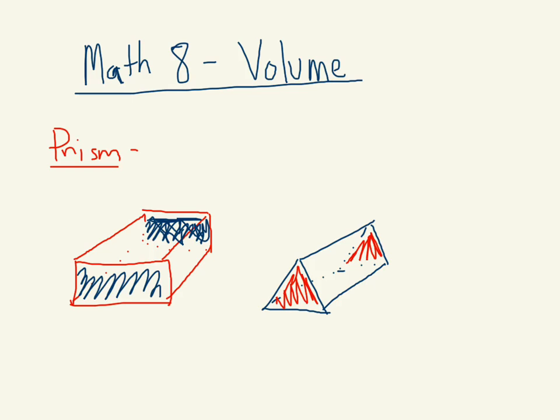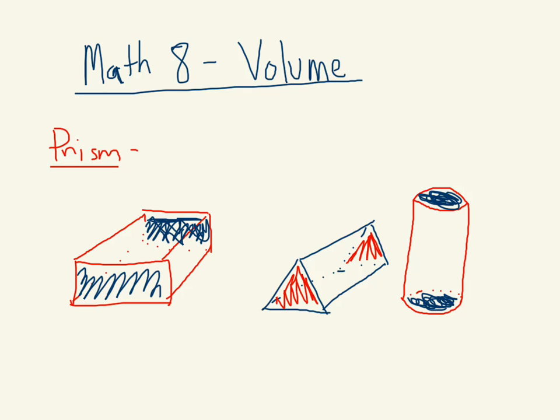A circular prism has a unique name to it. It is called a cylinder. And again, the bases are the circle at the bottom and the circle at the top, and those circles are the same size. The reason why I'm showing all of these prisms at once is because we can determine the volume of them in the same way.